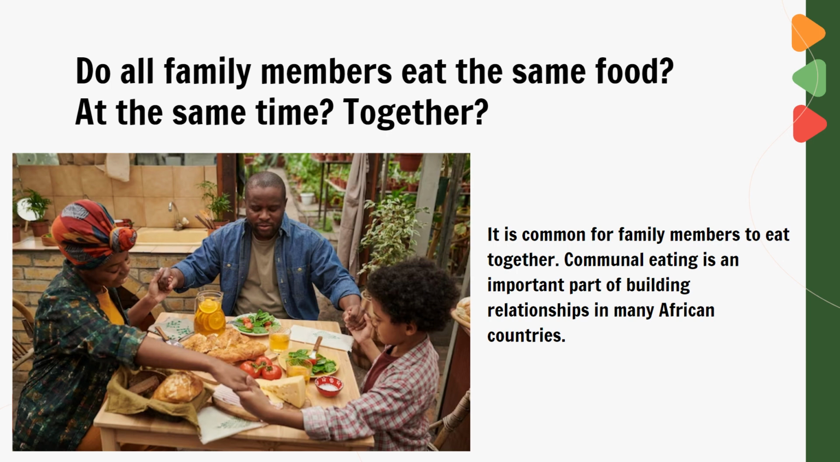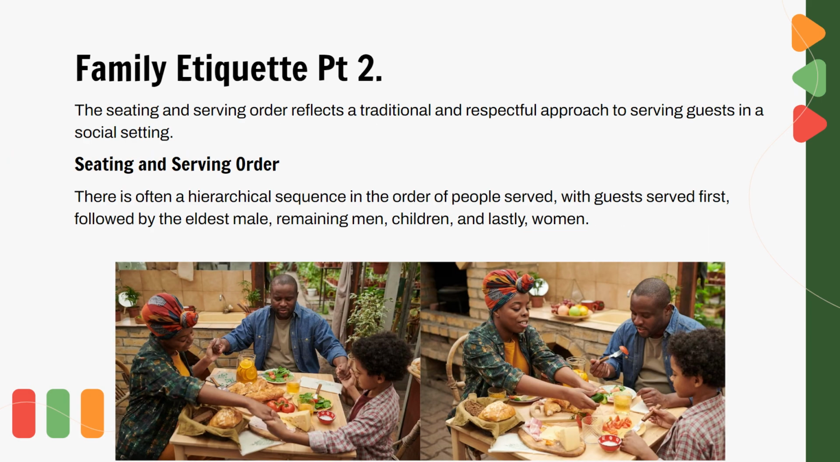The practice of communal eating is very deeply ingrained in South African culture, because families often gather to share meals, which strengthens bonds. Seating arrangements are also an important part of South African food culture, because during meals, guests are often served first, reflecting a tradition of hospitality, followed by the oldest male, remaining men, children, and lastly, women.